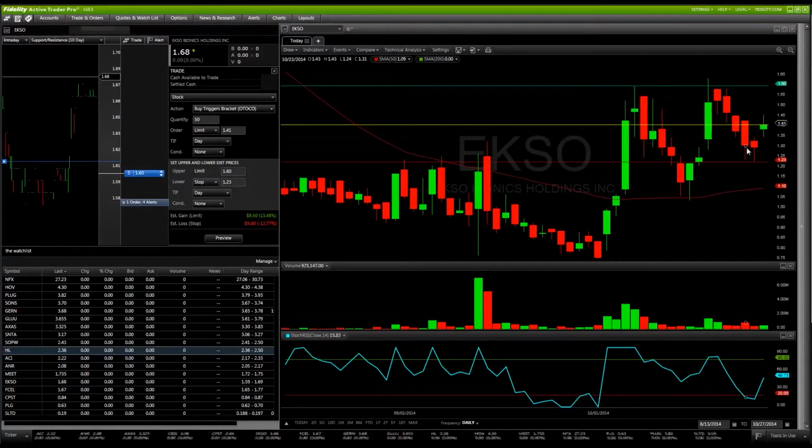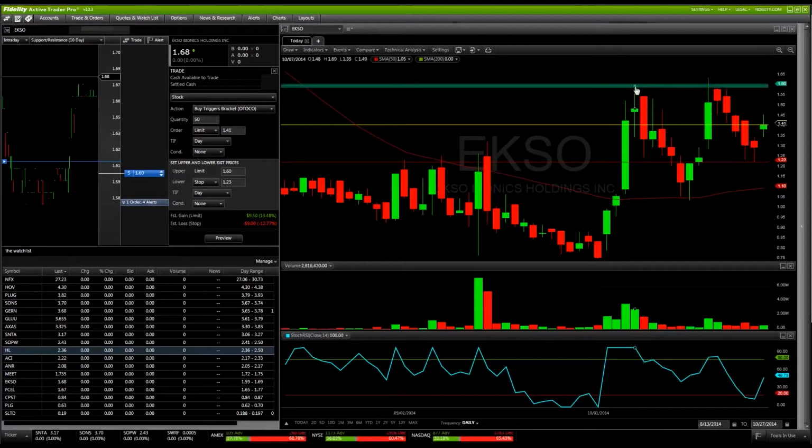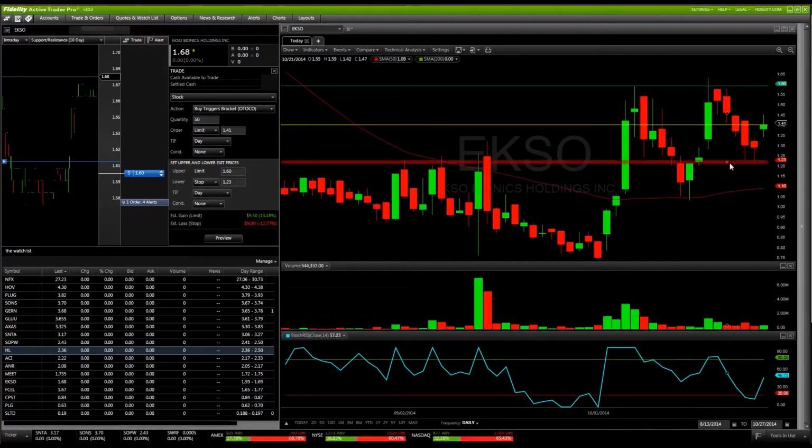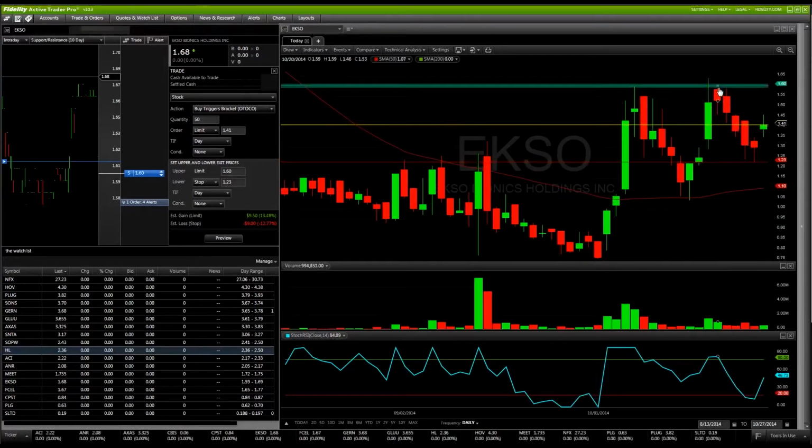So we're watching EKSO, and we see some higher highs and some higher lows. Sorry, I said that backwards. And we're looking for a reversal on this pullback. If we get a green candle that opens up higher than the previous day's high, to me that is a buy signal. So let's say we bought this stock at 141. We've got a stop placed down here at 123, and we've got our limit up here at 160.